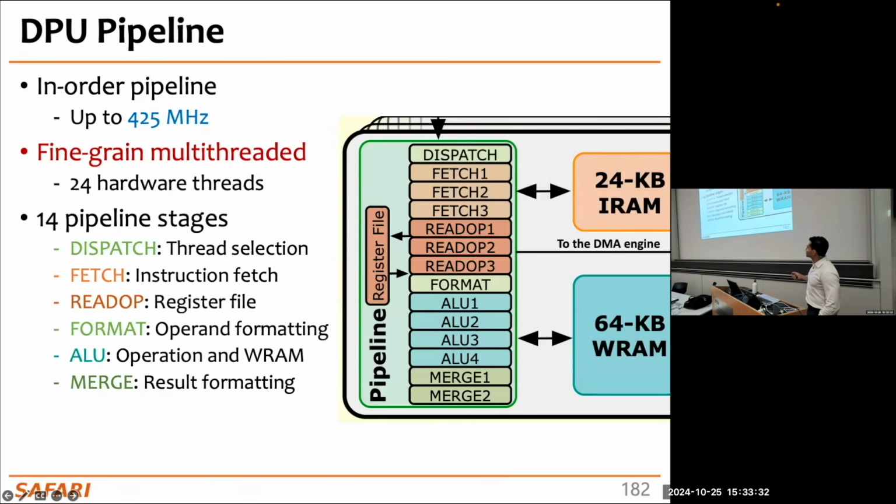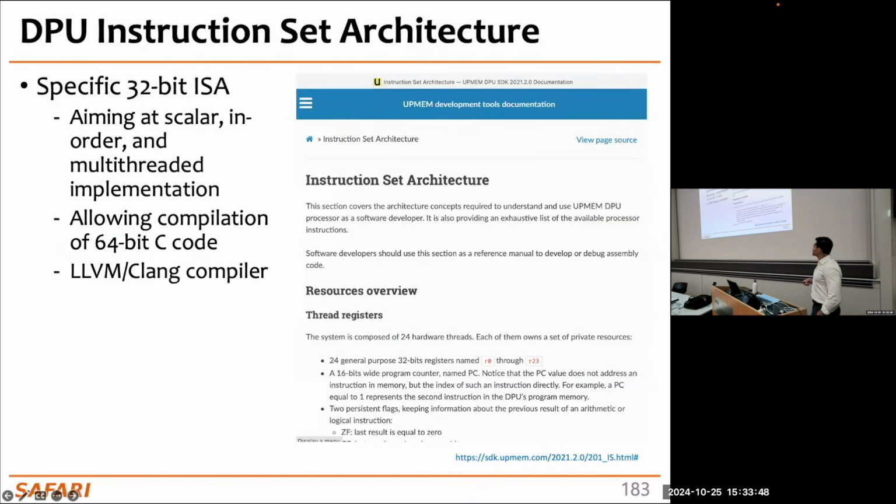As I mentioned, we have 14 pipeline stages. Those are regular pipeline stages, not much different from what we saw in other processors: fetch, dispatch, read, some operand formatting, operations, and WRAM access and merging stage. This processor has its own ISA. It's a 32-bit ISA that resembles a RISC-like instruction set architecture. It's not RISC-V, it's RISC-like.